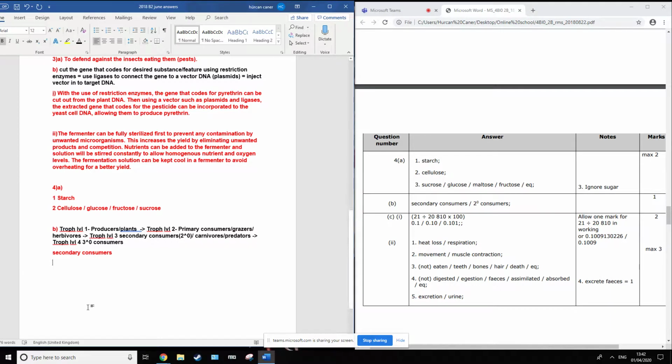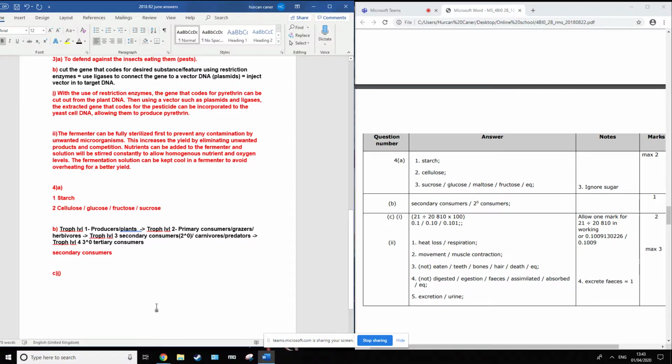Let's carry on. Part C, first one. Calculate the percentage of energy transferred from the plants to the tertiary consumers. Oh, that's tertiary. That's how you write it. So percentage energy transferred to the tertiary consumers.